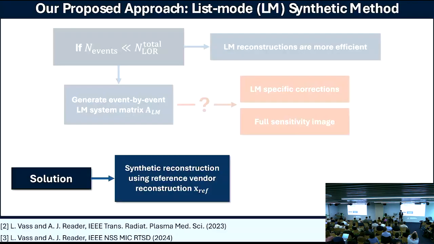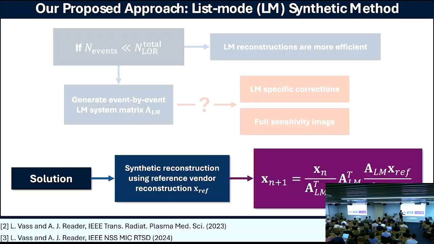So a solution proposed by Lawrence and Andrew a few years ago is to use synthetic reconstruction, where we use a reference vendor reconstruction and forward project this using whatever system matrix that we may have, which will give us synthetic measurement data that embeds these corrections as well as the sensitivity image directly. With this, we can implement a synthetic MLEM reconstruction where we have these synthetic measurement values in lieu of real measurement values.